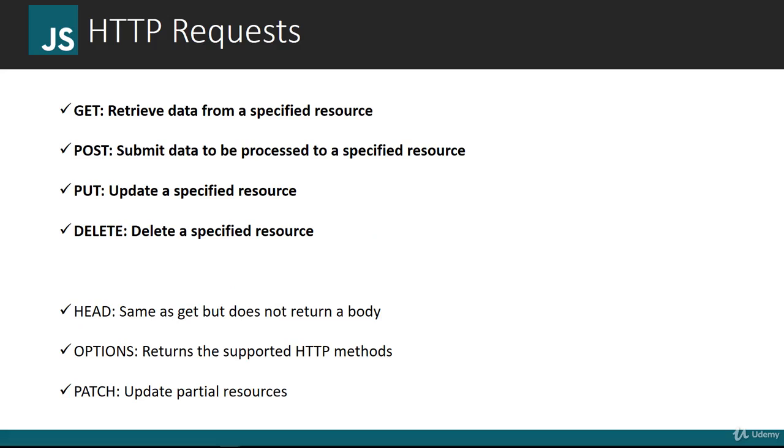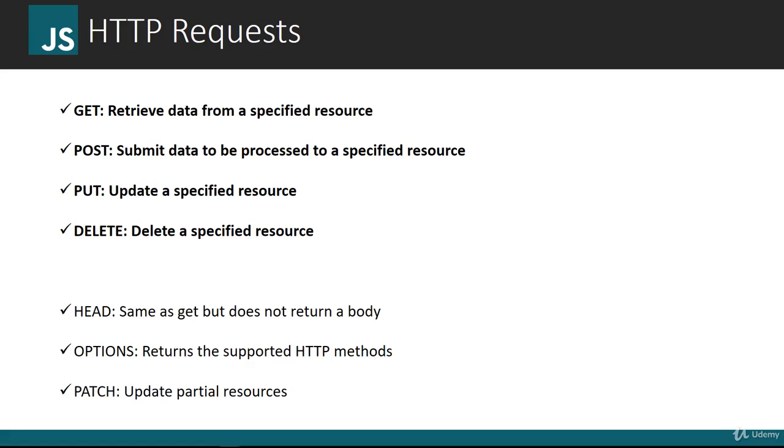We've already made GET requests, which retrieve data from a specified resource. We used a GET request to get the text file data, to get the users JSON file data, and to get the Chuck Norris jokes. Now, a POST request is usually used to submit data to be processed to a specific resource, so to add a post to a database, or to add a user, something like that. A PUT request is usually used to update a specific resource that's already on the server, and then a DELETE request, of course, is used to delete a specified resource.